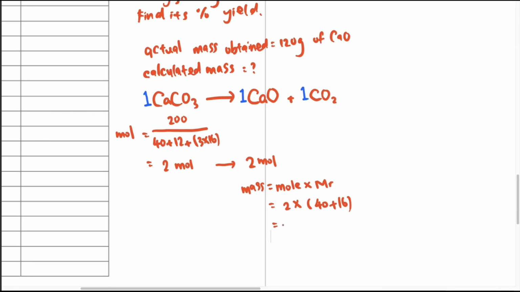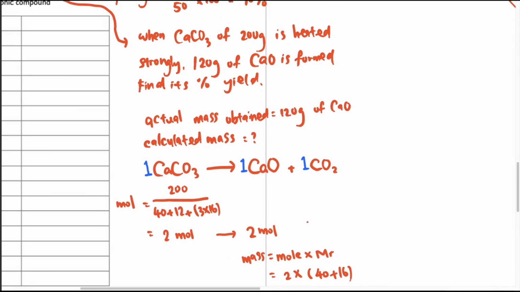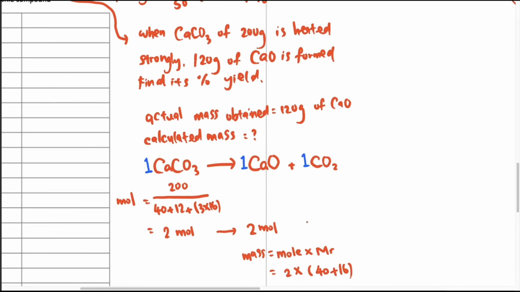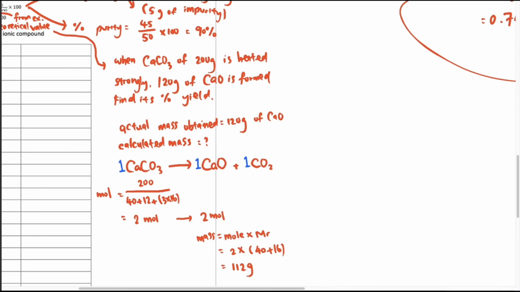2 times 40 plus 16. It's 112 gram. Calculated mass. Okay. Now I need to change the values that I set here.